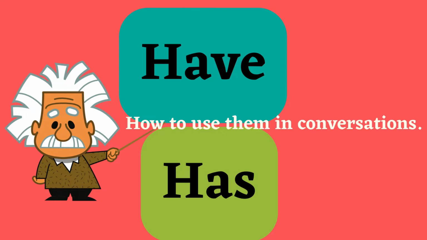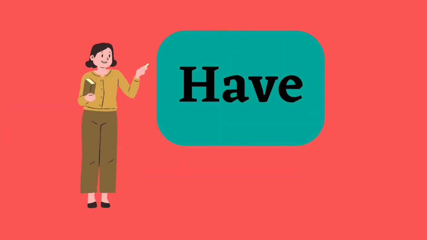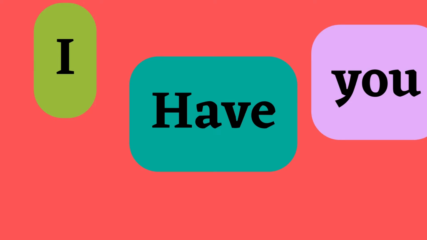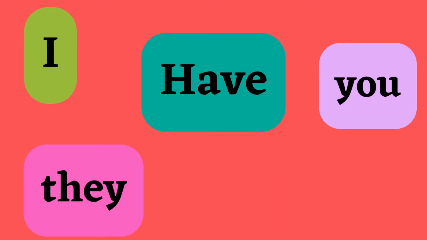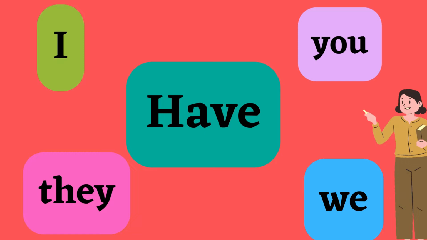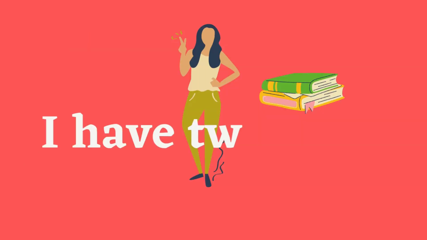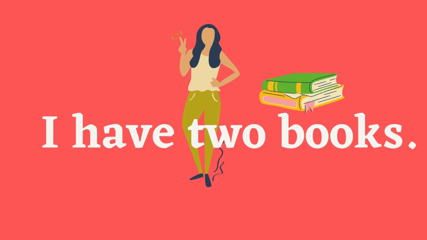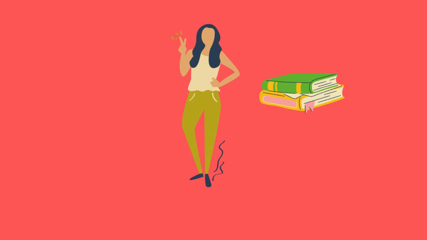How to use have and has in conversations. Have. Have is usually used with pronouns such as I have, you have, they have, we have. So I have 2 books. You don't say I has 2 books. You say I have 2 books.